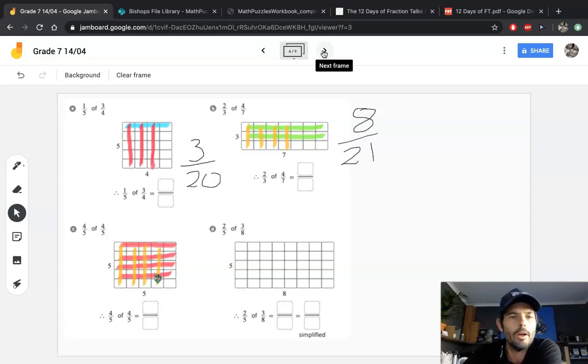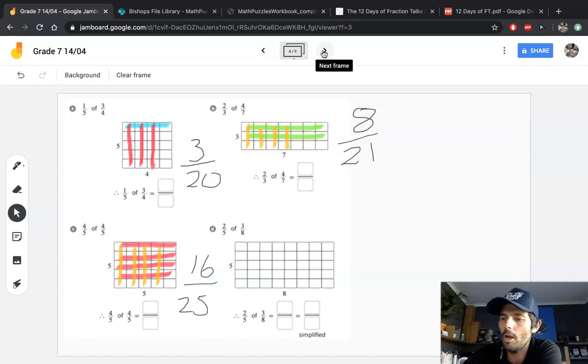Now I need to count how many blocks have been shaded in. If you count up those blocks, you should count 16 blocks have been shaded by both red and orange. So my numerator is then 16. And my denominator is however many small squares there are, and we know 5 times 5 is 25. So quite a nice visual representation there, I feel.